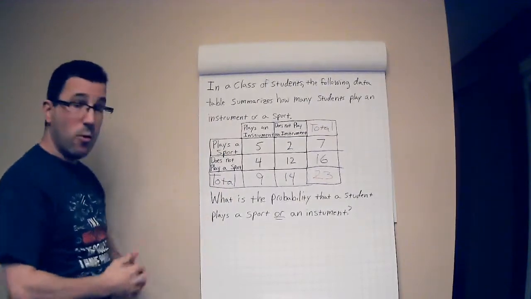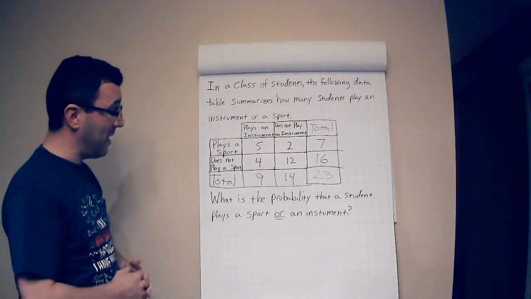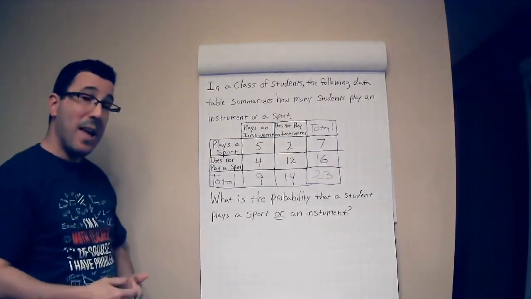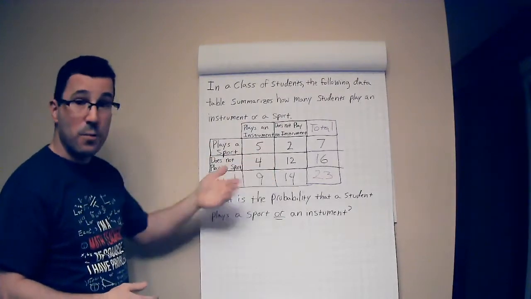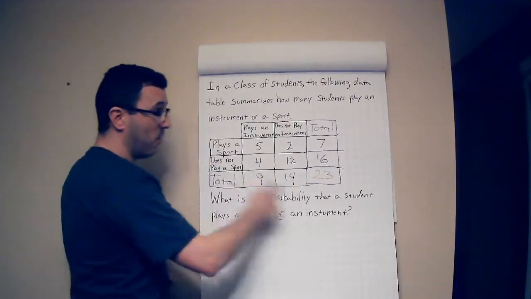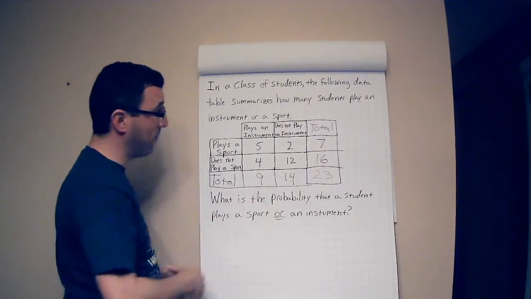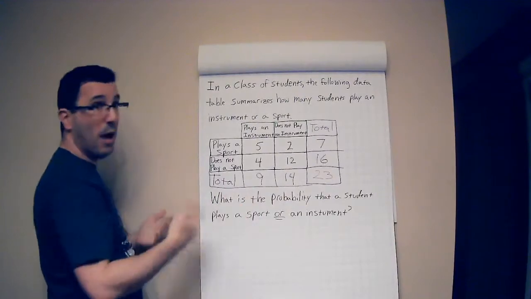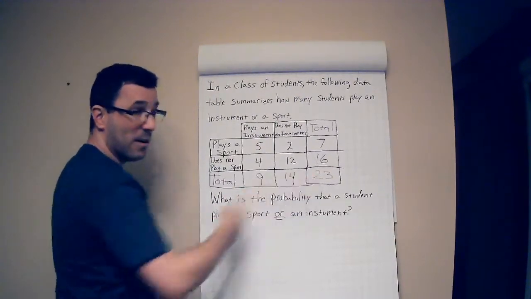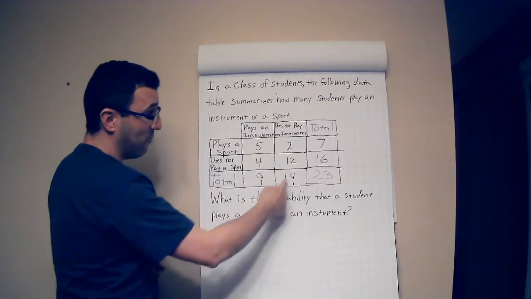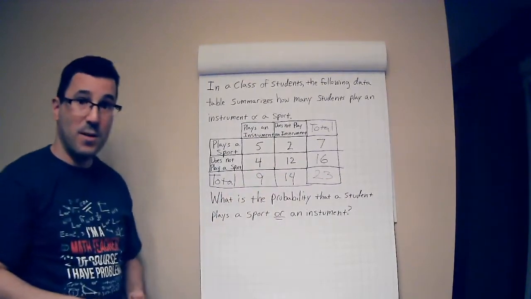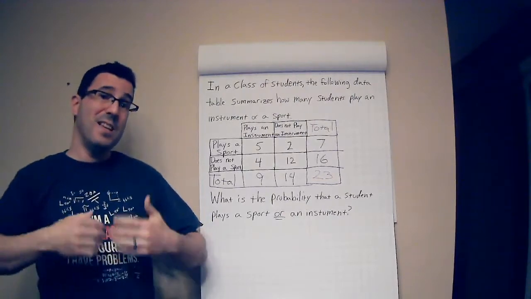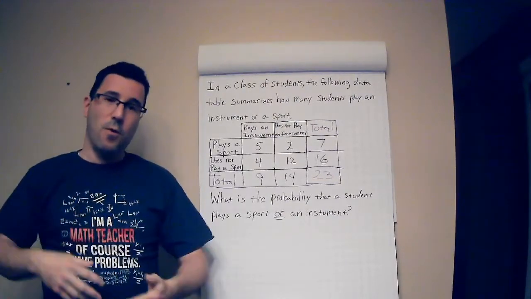Well, then we come to our question, which is, what is the probability that a student plays a sport or an instrument? So we're not being asked, oh, what's the probability that a student plays a sport? That would be 7 out of 23. Does not play a sport? 16 out of 23. Oh, how about if they just play an instrument? 9 out of 23. Does not play an instrument? 14 out of 23.